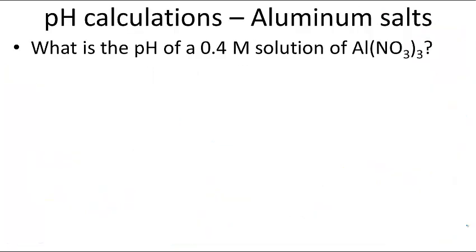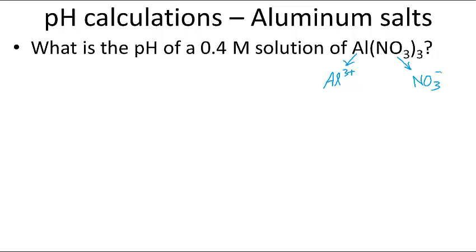Let's do one more example. We mentioned in the last lecture, hopefully you've watched it by now, but if you haven't, some metal ions can be acidic. So Al(NO3)3, when I have a salt like that, it's going to split up into Al3+ and NO3-.